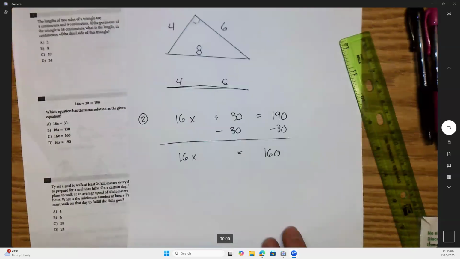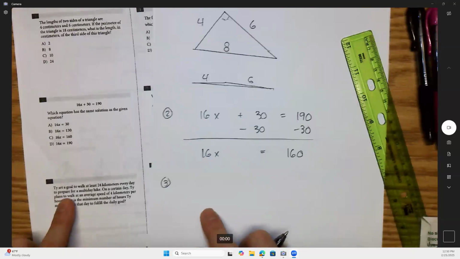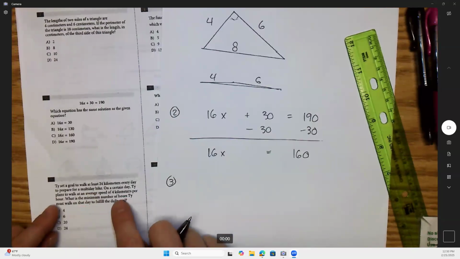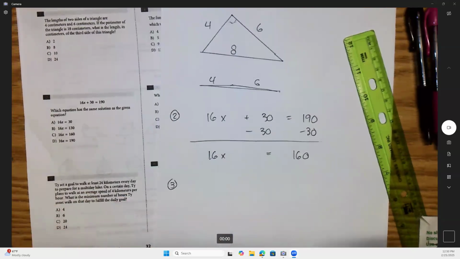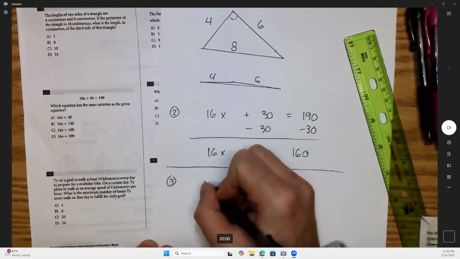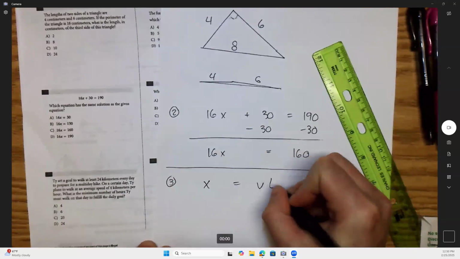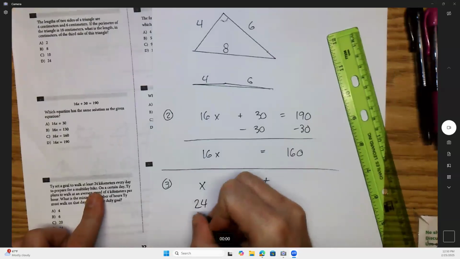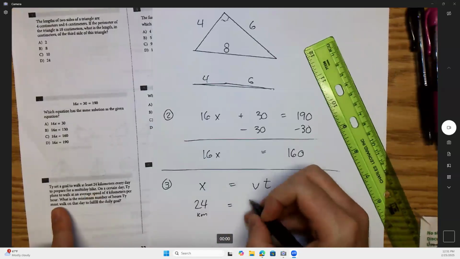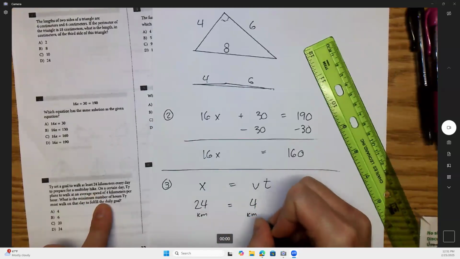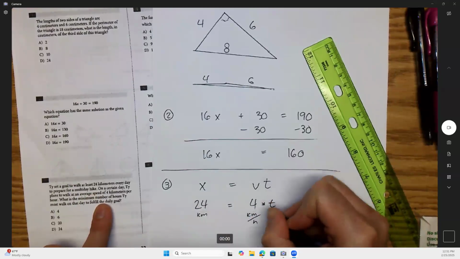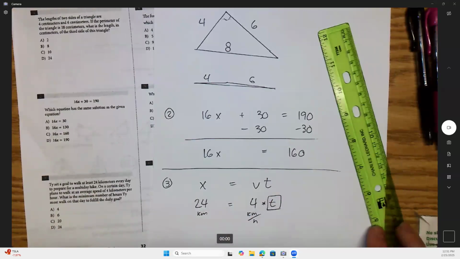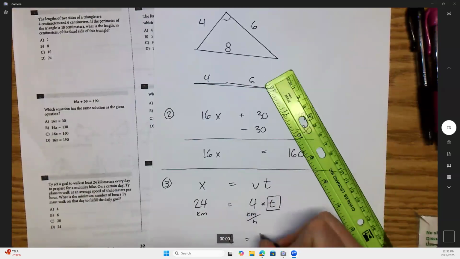Okay. Number 3. Ty set a goal to walk 24 kilometers every day to prepare for a multi-day hike. He can walk at 4 kilometers per hour. How many hours? Isn't this basically distance equals speed times time, straight from this class? Distance equals speed times time. They gave you 24 kilometers is the distance. The speed is 4 kilometers per hour. So time could be some number of hours, couldn't it? Can you guys solve that equation? And what do you guys get? 6 hours, right? Time is 6 hours.